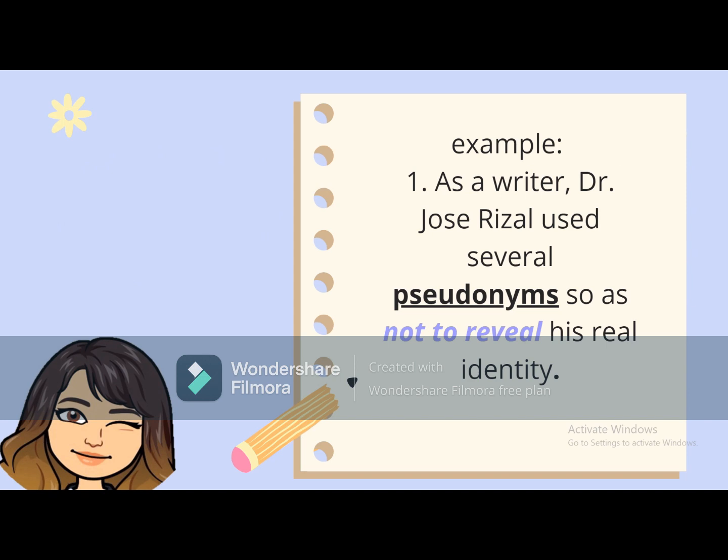Let's read. As a writer, Dr. Jose Rizal used several pseudonyms so as not to reveal his real identity. What do you think is the meaning of the word pseudonym? So by looking at the sentence, we can easily analyze that pseudonym is an example of a pen name. So what helped us in understanding the meaning of pseudonym? The phrase or the words, not to reveal. So we use pen names for us to hide our identity, for not to reveal our identity to our readers.